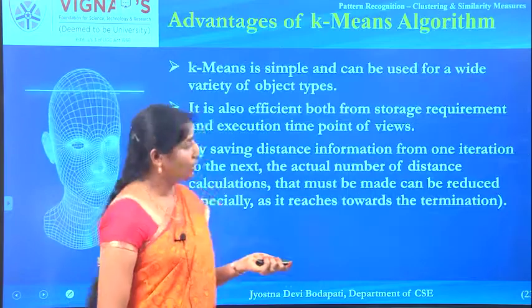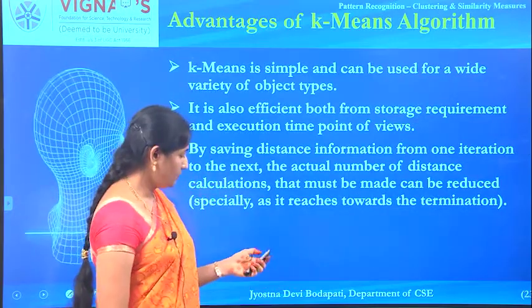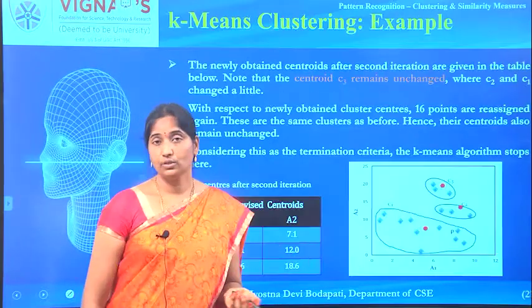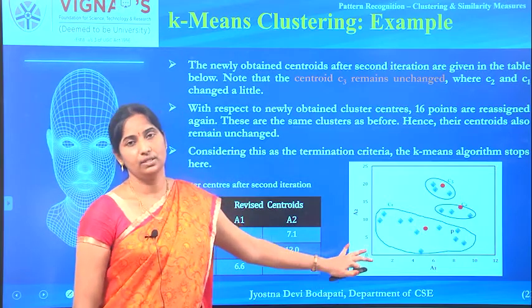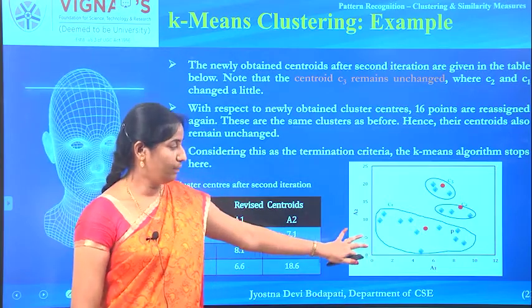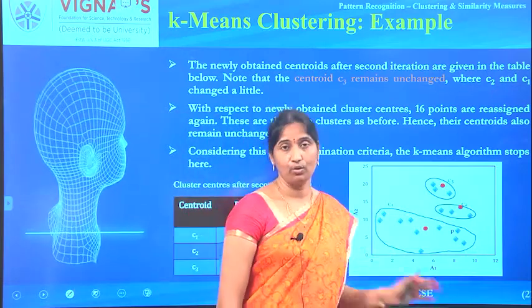That is how you need to repeat the process a certain number of times or till some convergence criteria is met, and you can stop whenever your convergence criteria is met. So you will get k number of clusters as output.